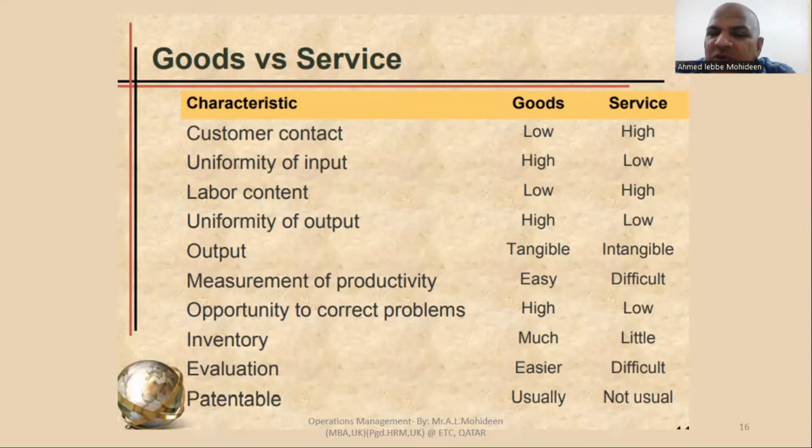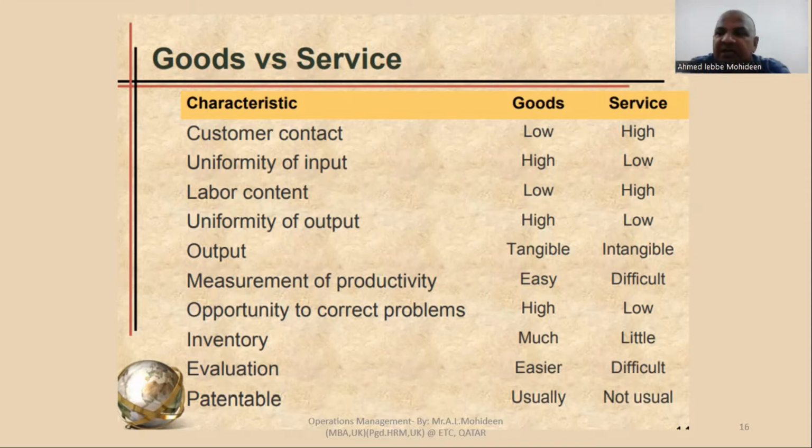And uniformity of the input in the service is low. Input is more in goods. To make goods, you need more input. For example, if I want to teach, I don't need too many things. I need a laptop, a table and chair, and a small internet connection. That's it. I can sit anywhere and do that because it's service. No need for too many inputs. But if you are going to make production, let's say a laptop, we need so many inputs. That's why on the goods side, input is high, but on the service side, input is low.